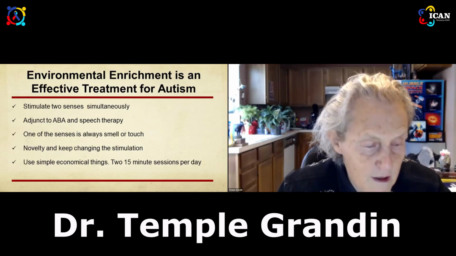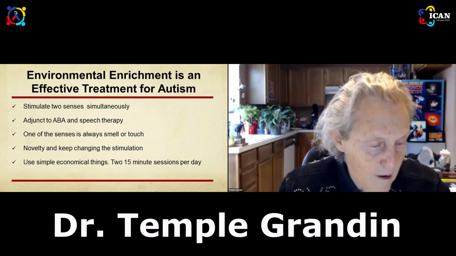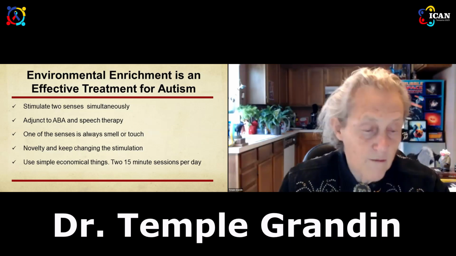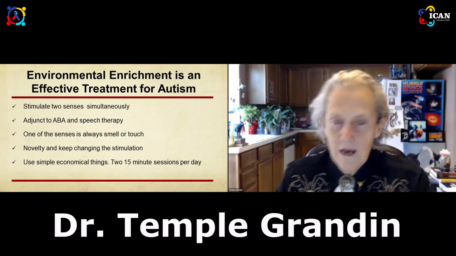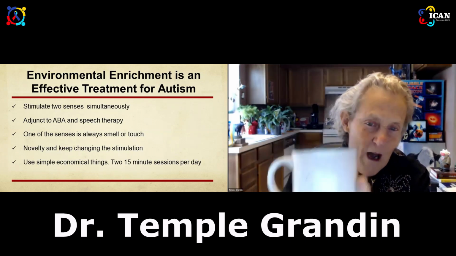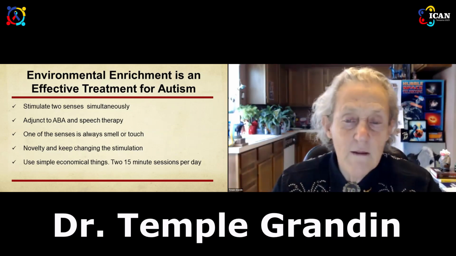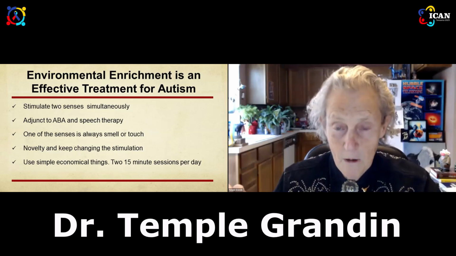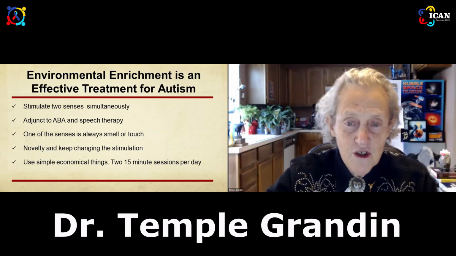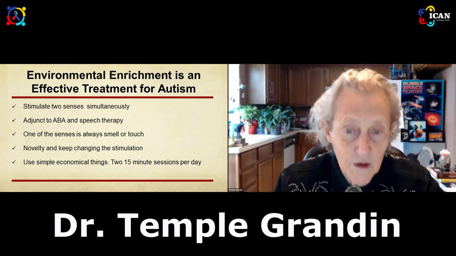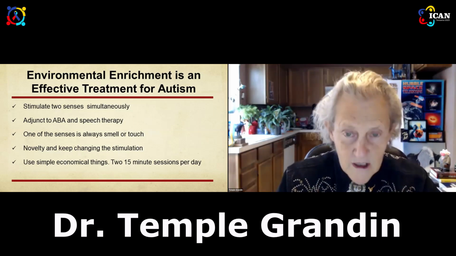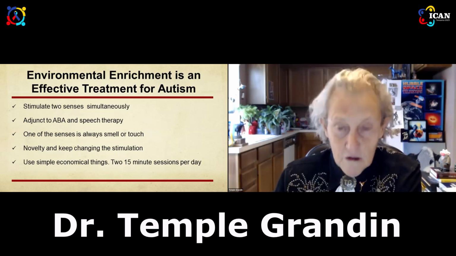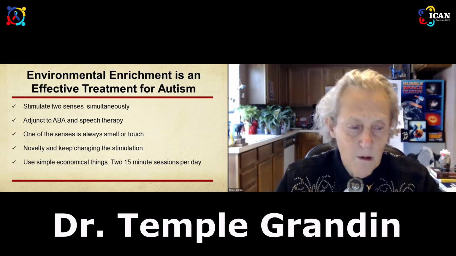The next slide is the title of a paper called Environmental Enrichment is an Effective Treatment for Autism. That's the title of a paper. And what's done in this is you might hold a warm cup and then smell maybe cinnamon. Okay, so you're stimulating two senses at the same time with a lot of emphasis on touch and smell. Or you might listen to music and hold a cold water glass. You know, very simple things.